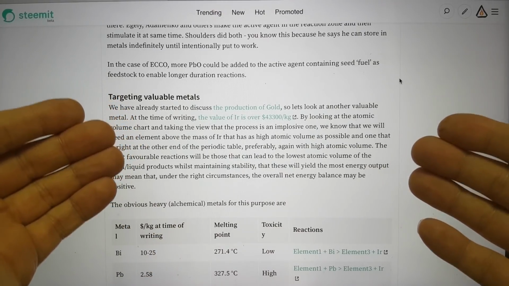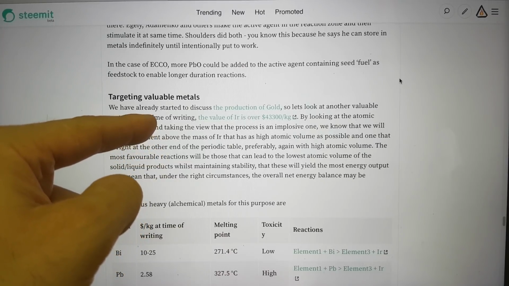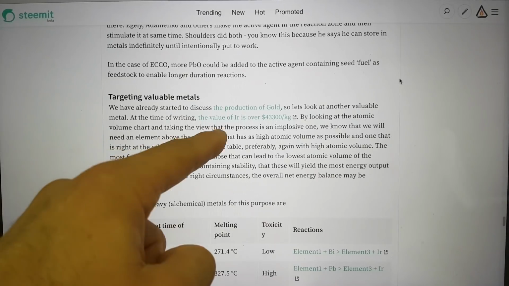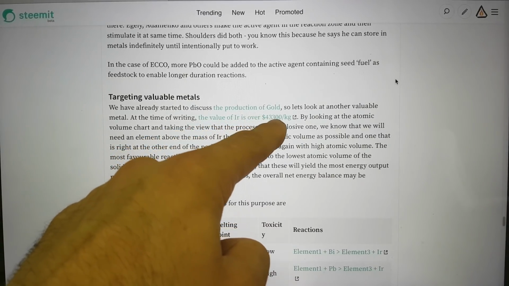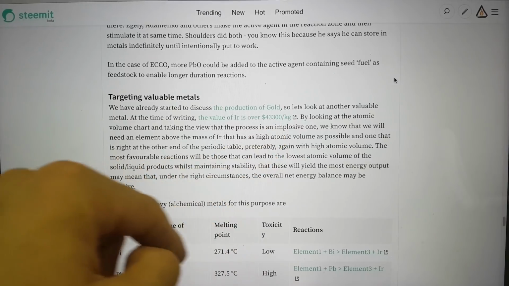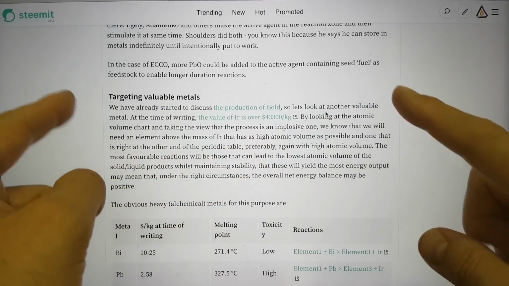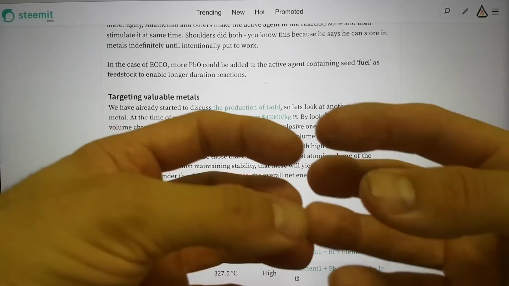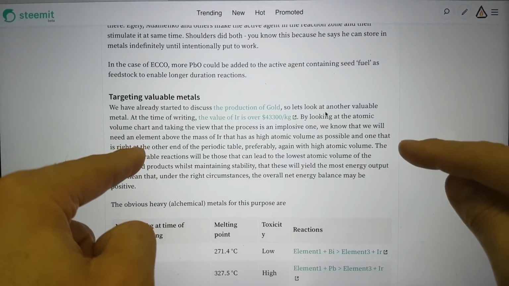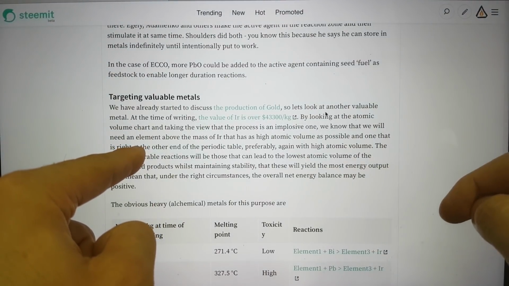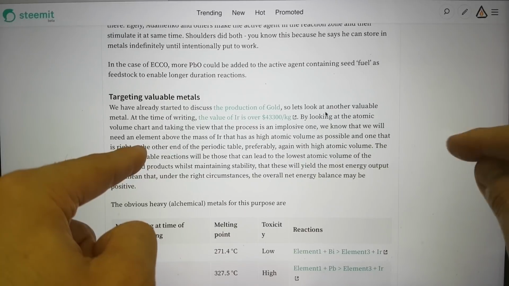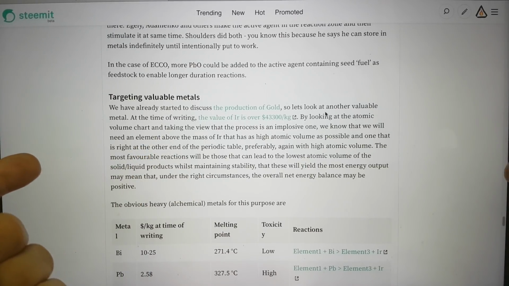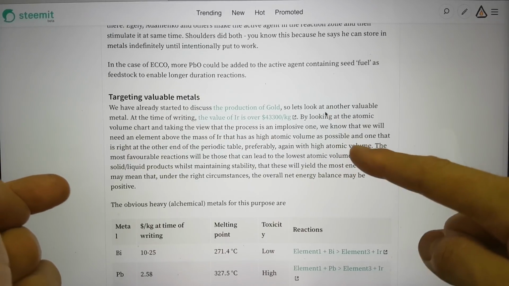Targeting valuable metals. We've already started to discuss the production of gold, but I'd like to look at another valuable metal. Let's look at iridium, which, at the time of writing this, was $43,300 per kilogram. By looking at the atomic volume chart and taking the view that the process is an implosive one, we know that we will need an element that is above the mass of iridium, that has as high an atomic volume as possible, and one that is right at the other end of the periodic table, preferably again with high atomic volume.